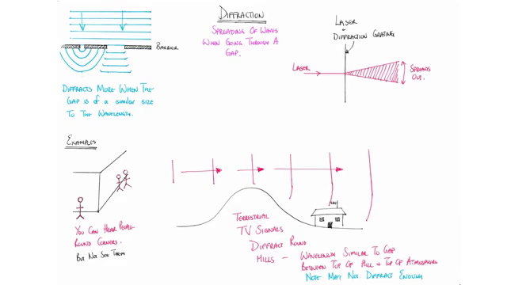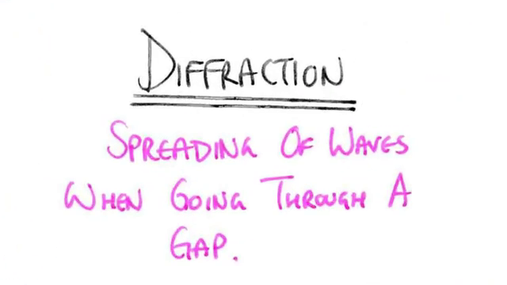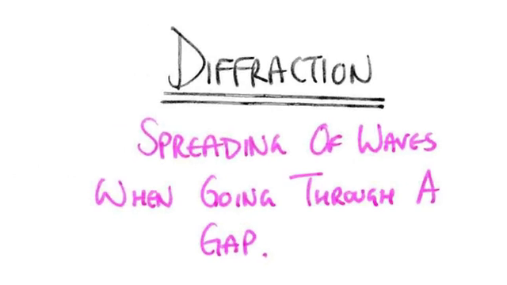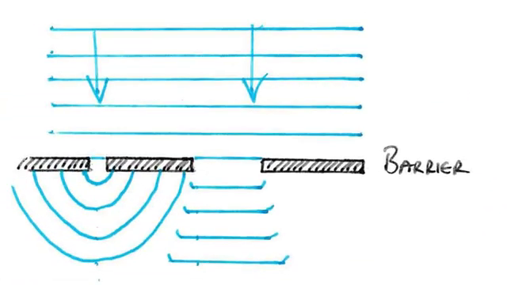Right, diffraction. Diffraction is basically the spreading of waves when going through a gap. This can happen to sound waves, to light waves, to earthquake waves. So an example we have here is the blue lines, which represent waves at sea, the tops of waves or the crests of waves. And as these waves hit an obstacle, let's imagine a pier or whatever, they spread around it.